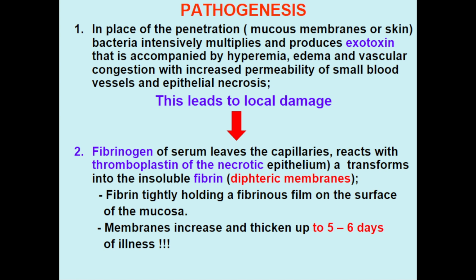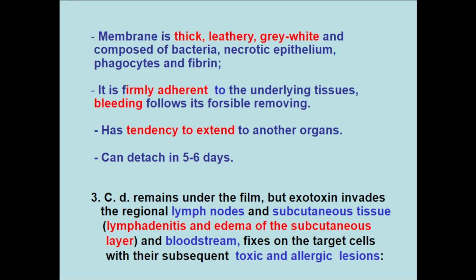Membranes increase and thicken up to 5-6 days of illness. The membrane is thick, leathery, gray-white, and composed of bacteria, necrotic epithelium, phagocytes, and fibrin. It is firmly adherent to the underlying tissue. Bleeding follows its forcible removal. It has a tendency to extend to other organs, other parts, like it may start from the tonsils and then go to the soft palate, for example. Can detach in 5-6 days.